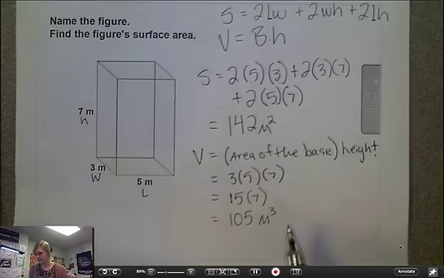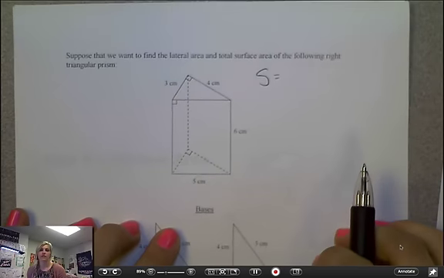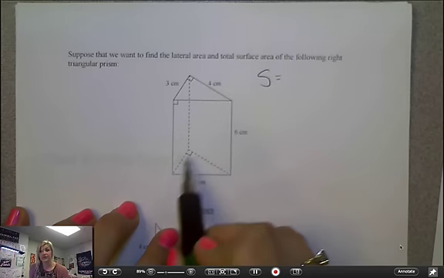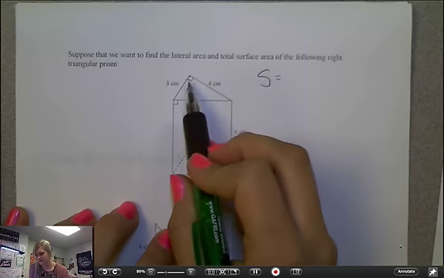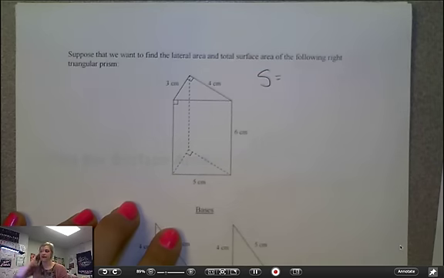Next, we have a triangular prism. So really the only thing that's different about this is that the base of it is a right triangle, and I know it's a right triangle because of this little box right here. Okay? So suppose we want to find the surface area and the volume of this.